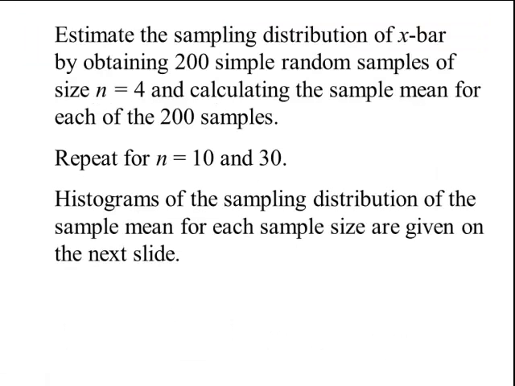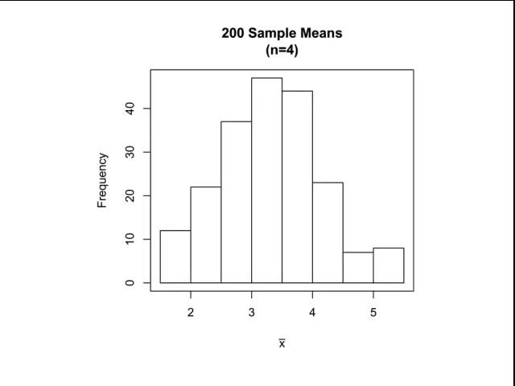Estimate the sampling distribution of X bar by obtaining 200 simple random samples of size 4 and calculate the sample means for each of the 200 samples. Repeat for sample size n equals 10 and 30. Histograms of the sampling distribution of the sample mean for each sample size are given on the next slide. This is what it looks like when the sample size is 4, roughly bell shape, and notice that the mean is close to the population mean, 3.5.